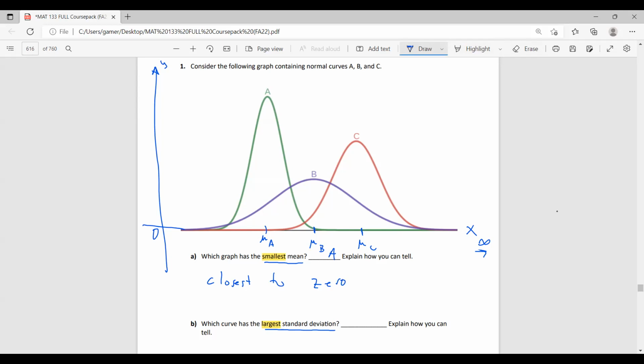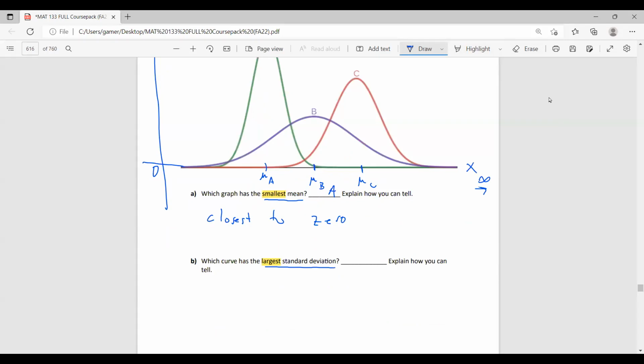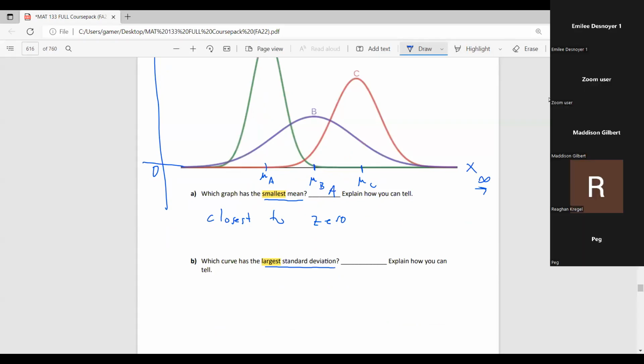Now, which one has the largest standard deviation? What'd y'all say for that? B. Yep. Why? Because the curve is short and wide. Nailed it. Short, wide curve. I like those descriptions. The other thing you could say is it's the most spread out, because there's more points far from the mean than close to the mean. Okay, good. Does everyone feel good about that?